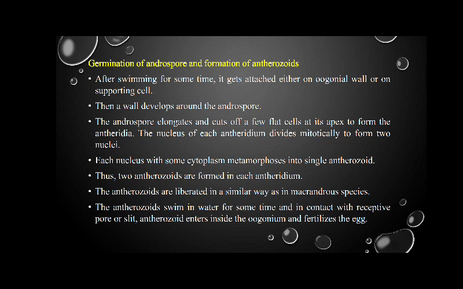Each nucleus is rounded off with some cytoplasm and metamorphoses into a single antherozoid. Thus, 2 antherozoids are formed in each antheridium. They are liberated in a similar way as in macrandrous species. They swim for some time, come in contact with the receptive slit of the oogonium, enter inside the oogonium and fertilize the egg.